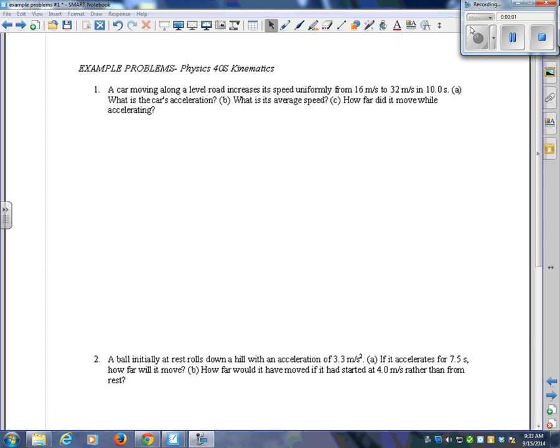Okay, let's do a few examples here, and then I'll give you some time to try. So a car moving along a level road increased its speed uniformly from 16 meters per second to 32. That's my VI. That's my VF. In 10 seconds. That's my time. What is the car's acceleration? What is its average speed? How far did it move while accelerating?